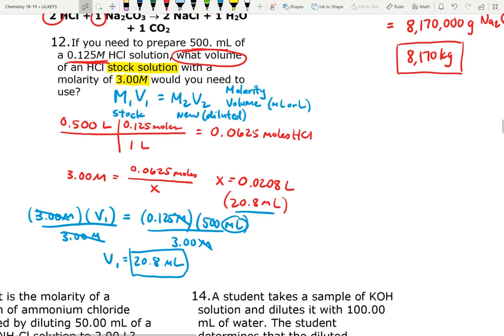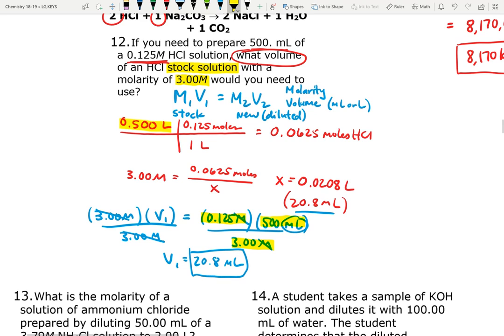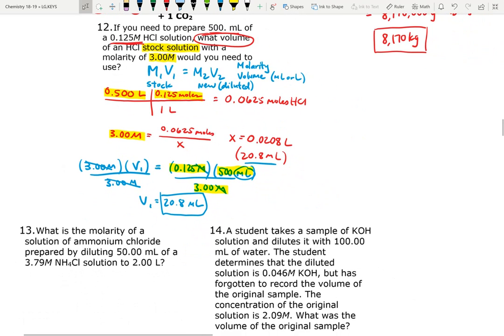In the end, notice what we did. We took 0.125 times 500, divided by 3. And if you look at what we did up above in the red, we took 500 milliliters, 0.5 liters, times 0.125, and then when we did our algebra, we divided by 3. So it's exactly the same algebra, just organized a little differently. I think that equation is really handy, so if you can keep M1 V1 equals M2 V2 around, it works very nicely for dilution questions.